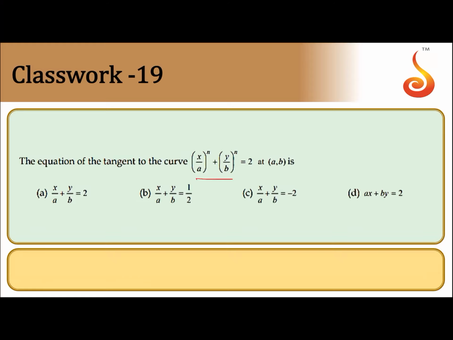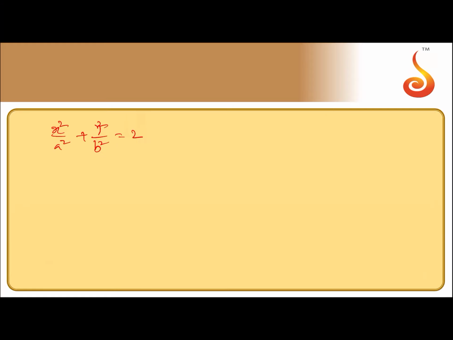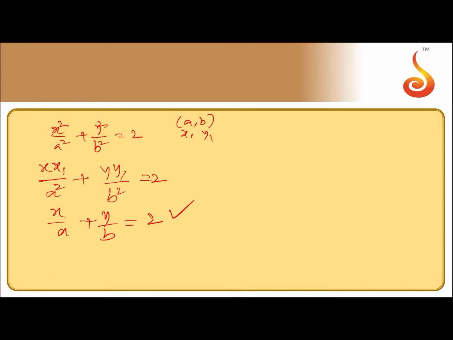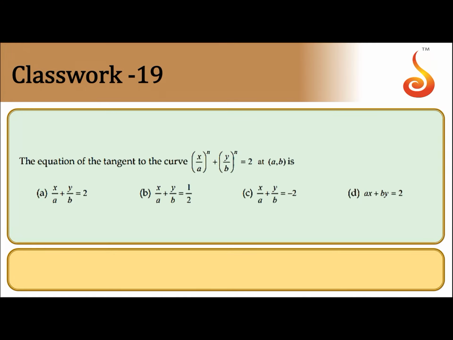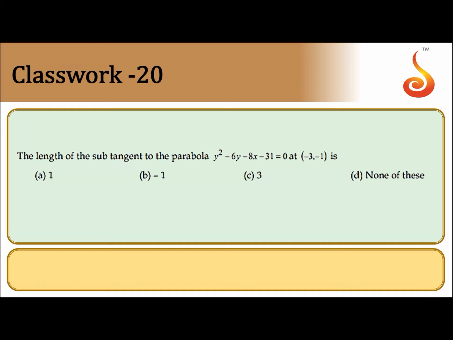And you require to find the equation of the tangent line at a comma b. So at a comma b, the tangent is nothing but s1 equals to 0. So x1 divided by a square plus y1 divided by b square is equals to 2, where of course this is x1 comma y1. When you substitute, you'll be getting x by a plus y by b is equals to 2 is the tangent equation. So therefore x by a plus y by b is equals to 2 represents the tangent equation A.